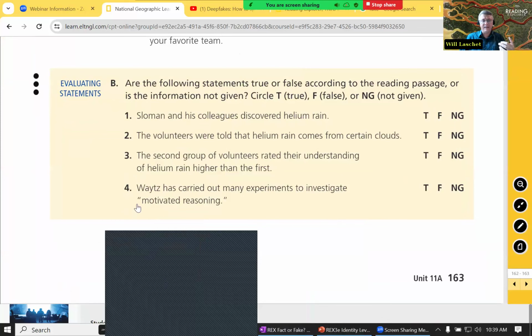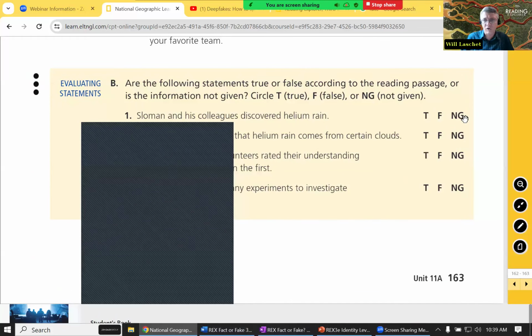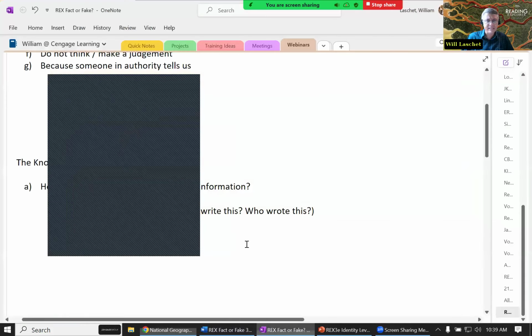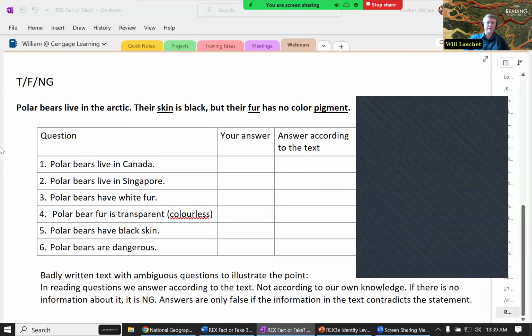I don't know if you found this as well, if you've been teaching academic English, but my students often found it difficult to differentiate between false and not given. So we're going to do a little activity now, which I used to use with my students to help them understand how they should approach these. So let's go back into my OneNote here, which I'm using as my whiteboard, and we're going to have a look at this.